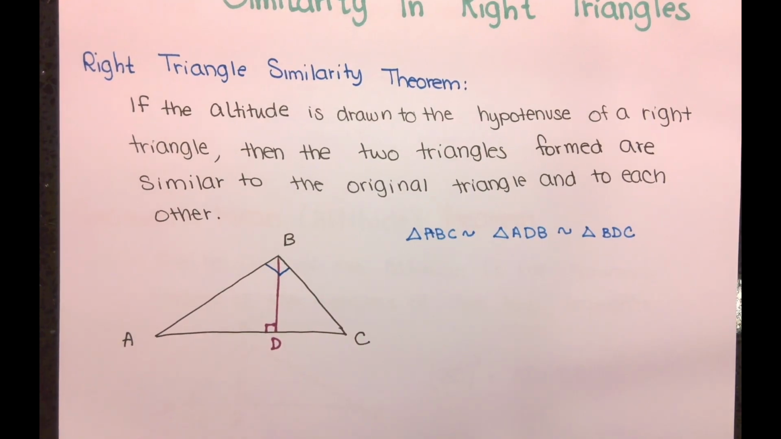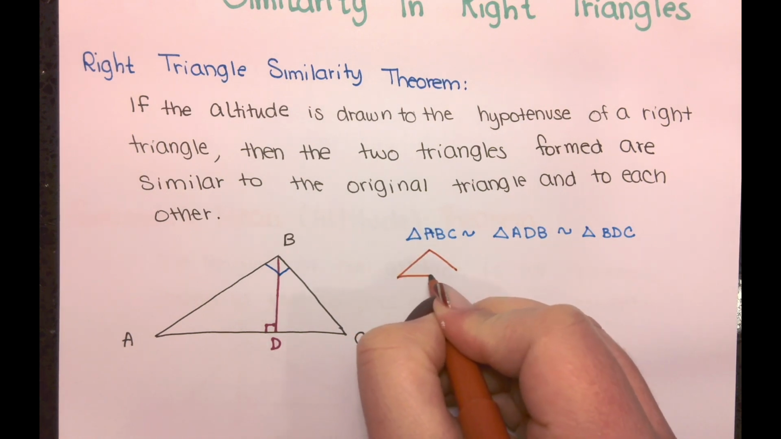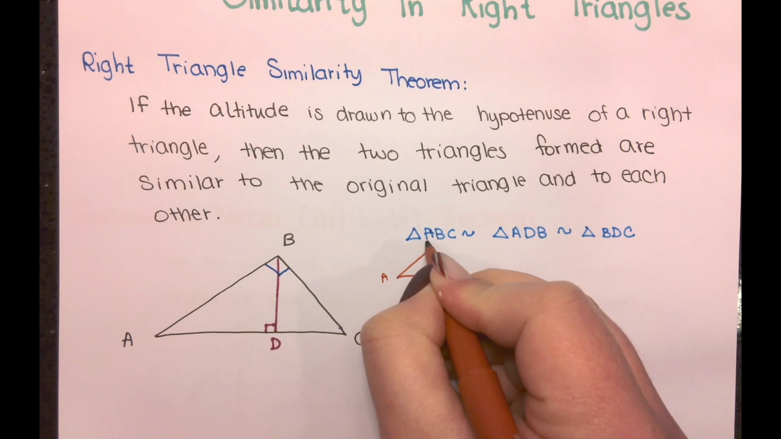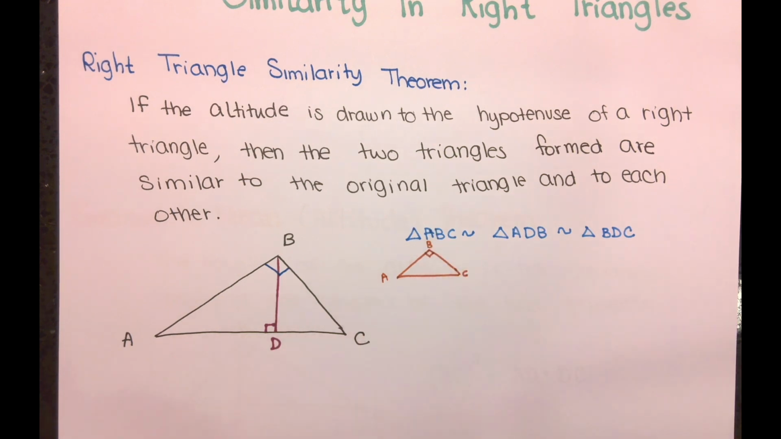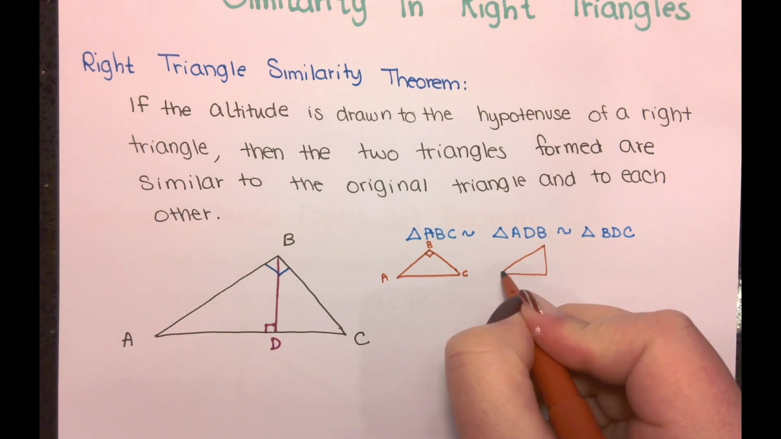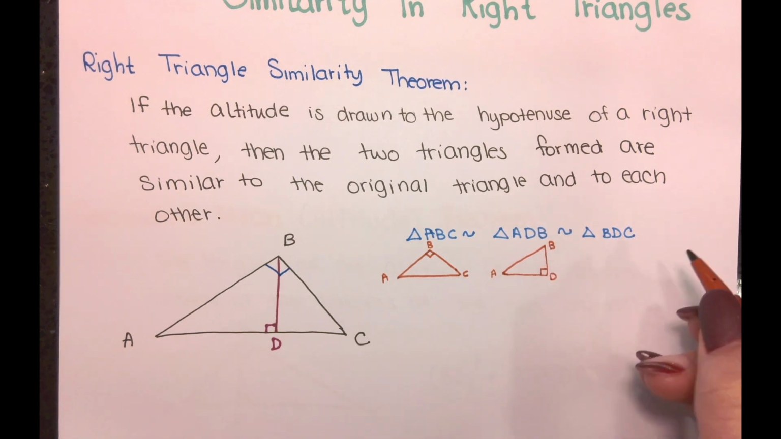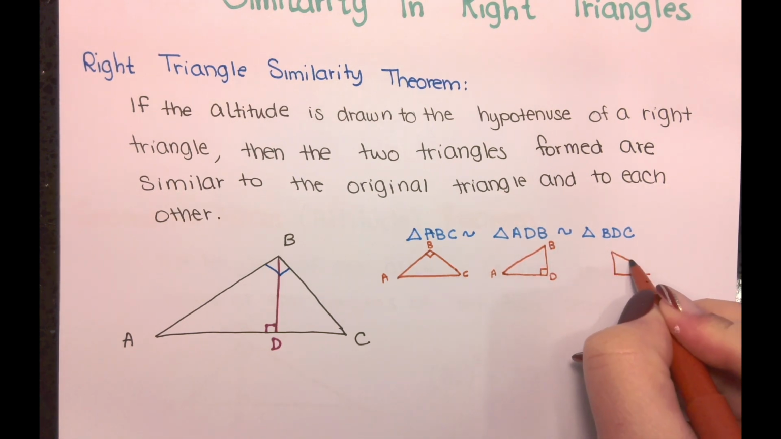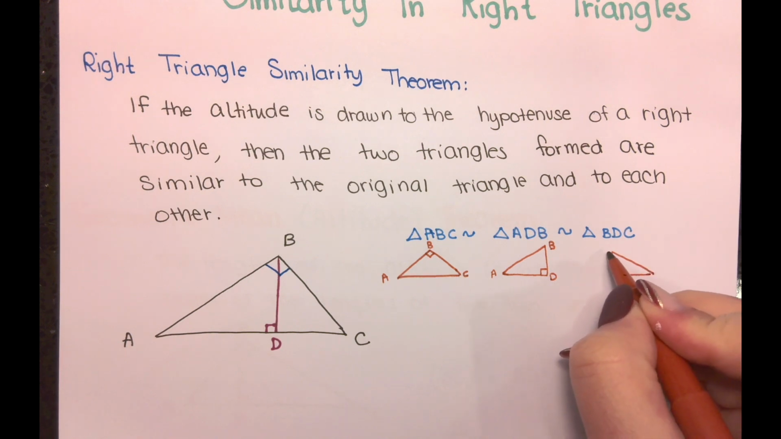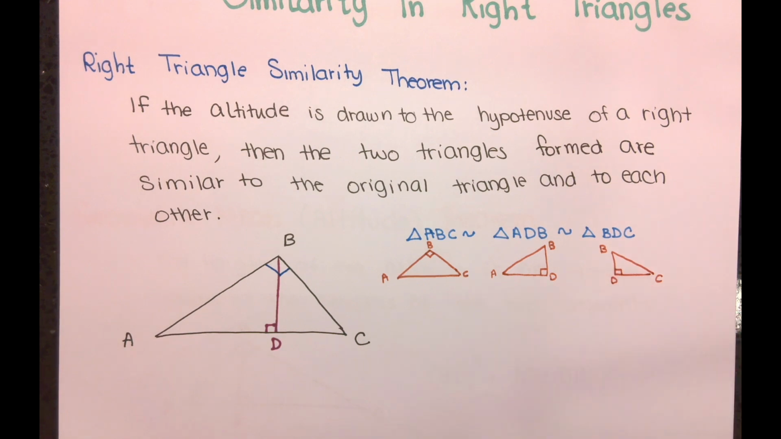So how would that look like? Well, we have our original ABC. Here's A, here's B, here's C, here's your right angle. And that's similar to ADB, and that's similar to BDC, like that.